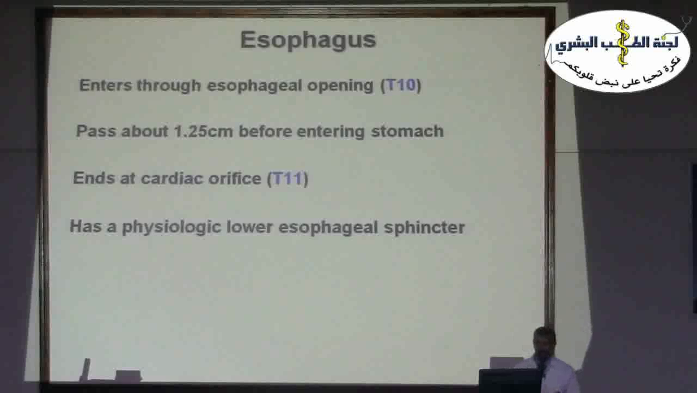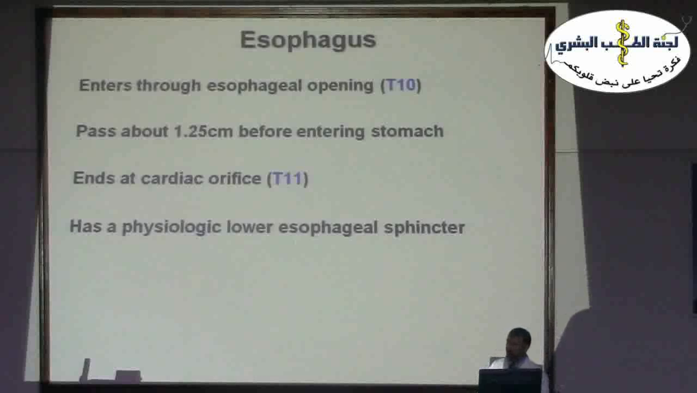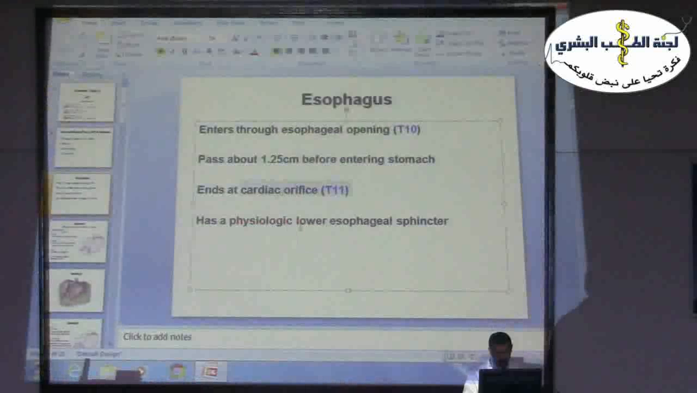Speaking about the esophagus, it enters through the esophageal opening in the diaphragm, which is located at the level of T10. It will pass around 1 centimeter before entering the stomach, at which we call it the cardial orifice. And this cardial orifice is usually located at the level of T11.